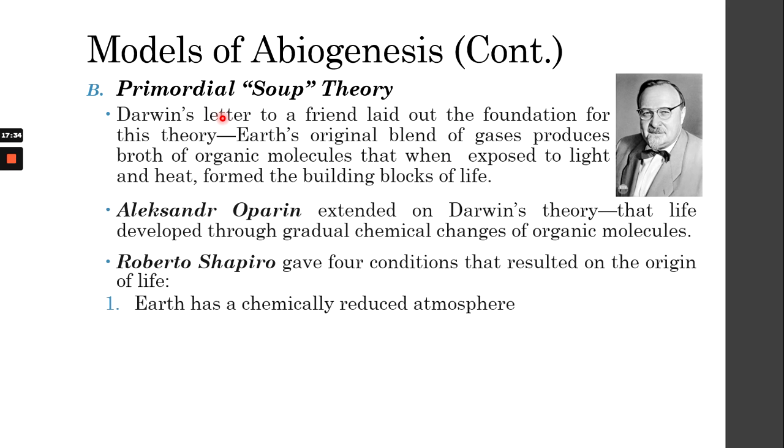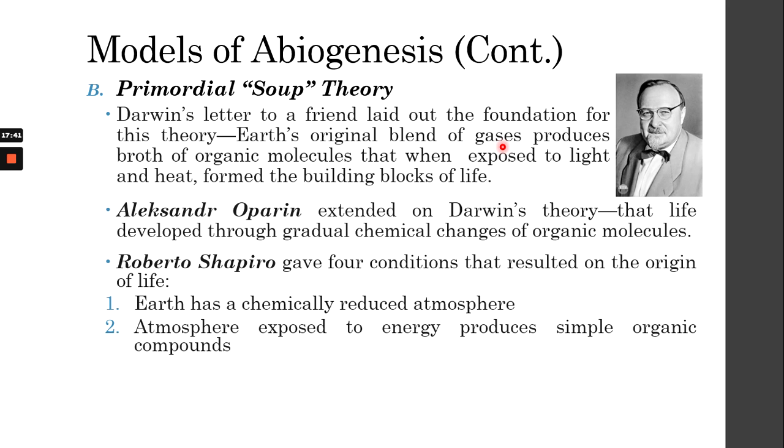Number 1, Earth has a chemically reduced atmosphere. So this is the original blend of the gases in the early Earth. And these atmospheres, when exposed to energy, slowly start to form what we call simple organic compounds. And after creating the simple organic compounds, these compounds accumulate in a soup. That's what the broth is. So they start to fill the ocean. That's what we were discussing earlier, the four key events. So it's creating this soup, this broth, this ocean.